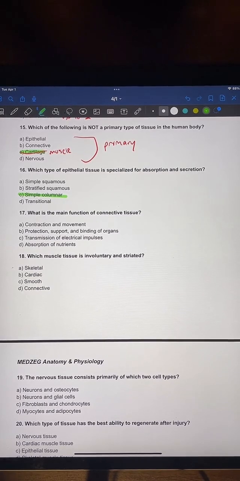Yep, simple, less layers is your diffusion. Yep, essentially. I have a bio exam this week. Awesome, good luck on your exam.